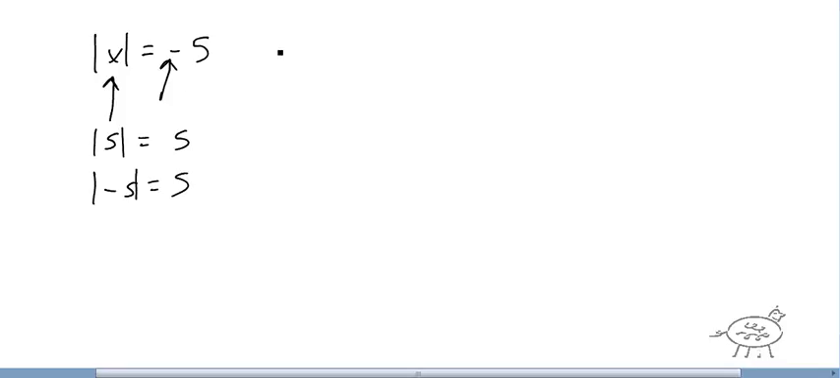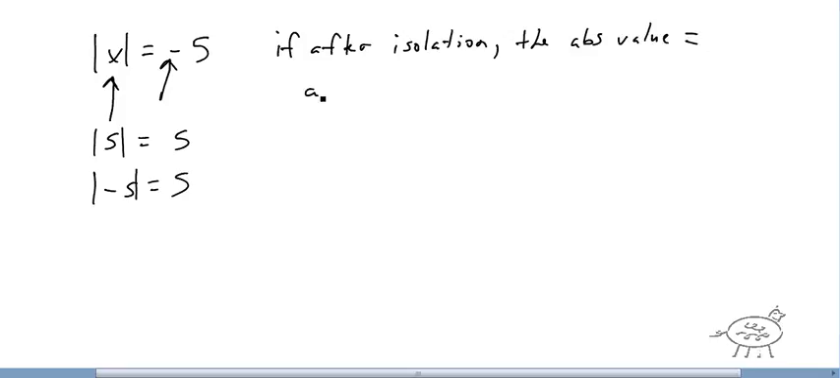So this is the deal. If, and I'm going to write this out, if after isolation, the absolute value equals a negative number, then it's NSB, no solution, baby. Okay, that is so important. But that's only after you isolated it. And this is what I mean by that.